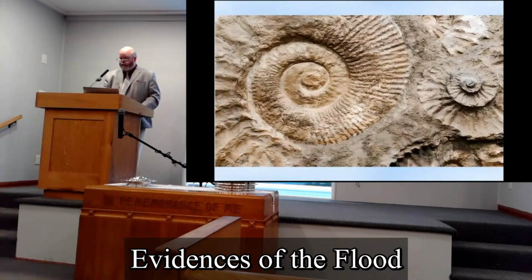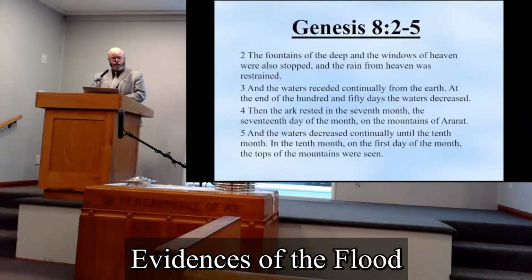So to wrap all this up, though, I do want to bring us back to Genesis. If we look at Genesis chapter 8, verses 2 through 5, the fountains of the deep and the windows of heaven were also stopped, and the rain from heaven was restrained, and the waters receded continually from the earth.